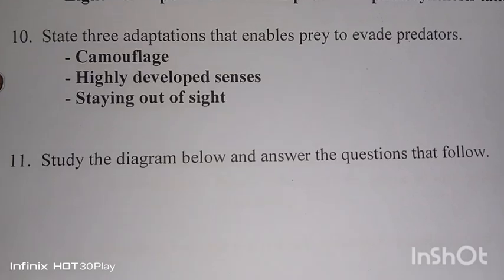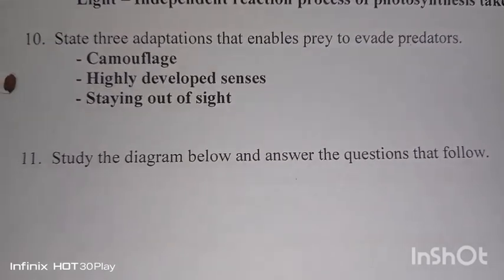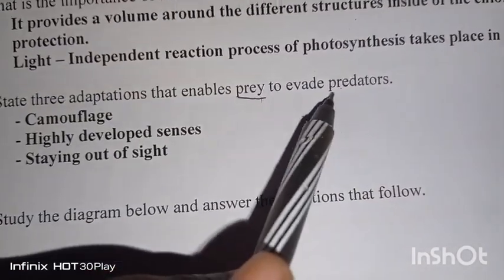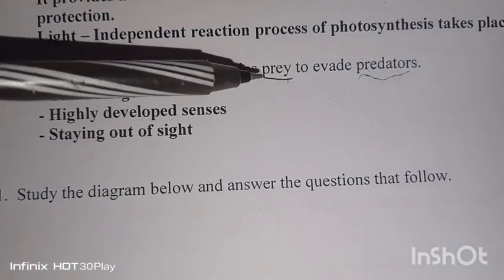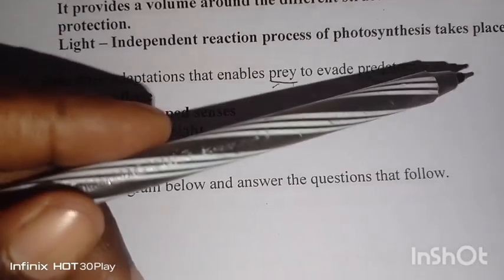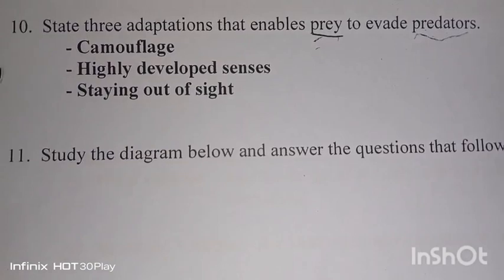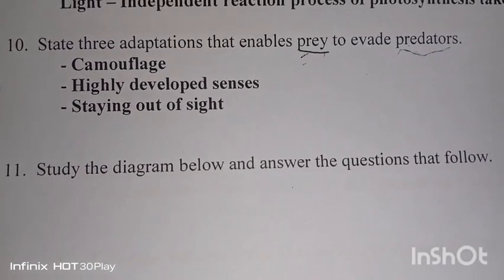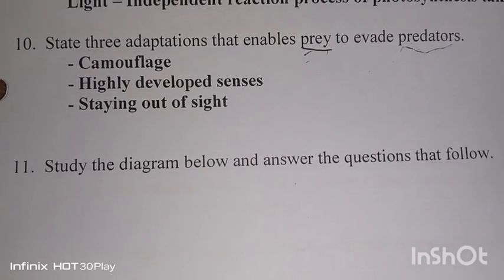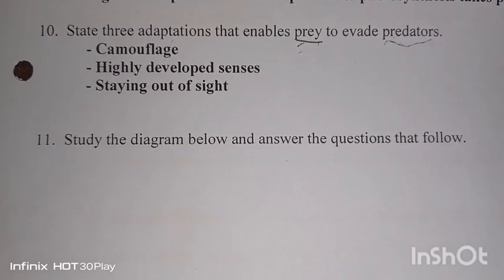The next question, you are told to state 3 adaptations that enable prey to evade predators. A prey is an organism that is fed on by a predator. For example, a gazelle and a lion. A gazelle could be a prey and a lion the predator. Adaptations of those organisms: camouflage. Camouflage is how they change their color to look the same as the surroundings.